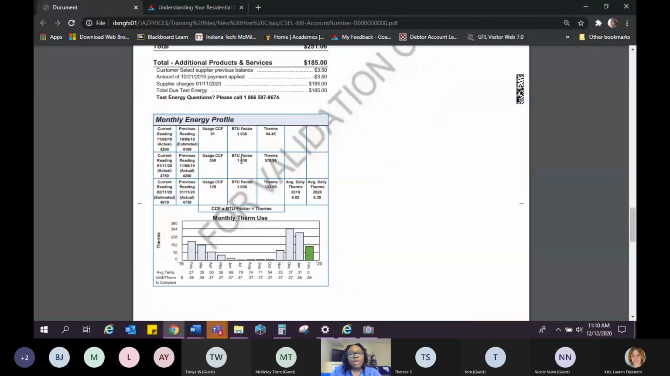Now, this customer still has a monthly energy profile, but it breaks it down as far as the meter reading. Here is one that was estimate. The current is actual. That previous one was actual.